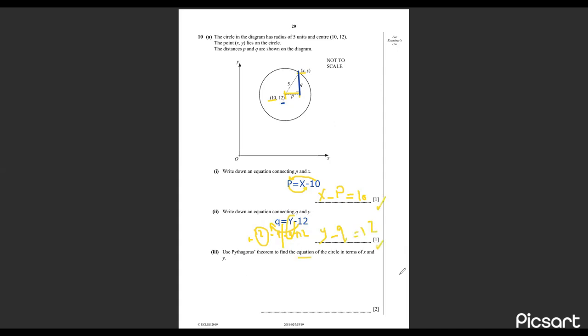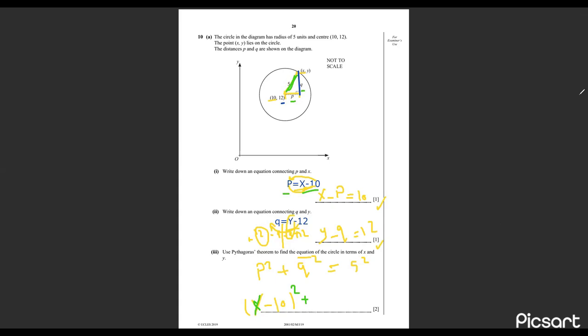Use Pythagoras to find the equation of the circle. So here we have x minus 10, the p, and the q. We're going to use this x minus p. So x minus 10 squared is the p squared, and p squared plus q squared will be equal to 5 squared. That is Pythagoras. So p squared is x minus 10 squared, plus q squared, which is y minus 12 squared.